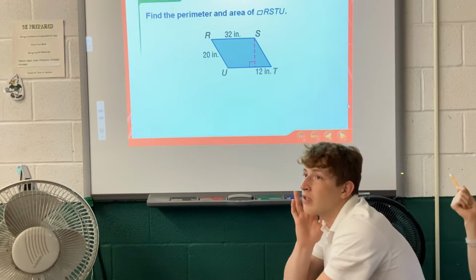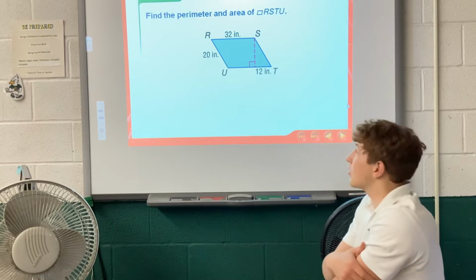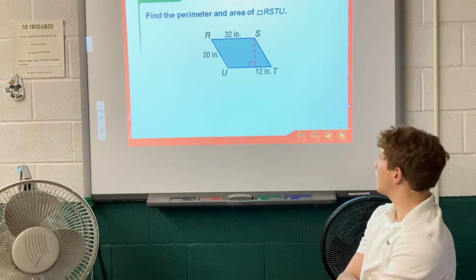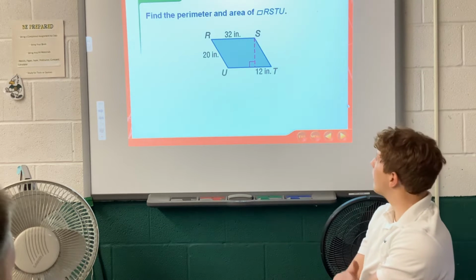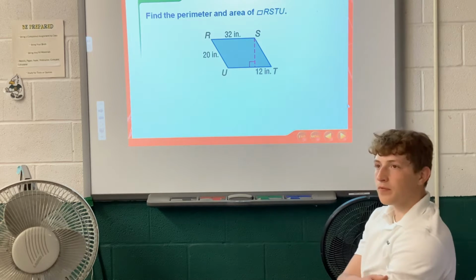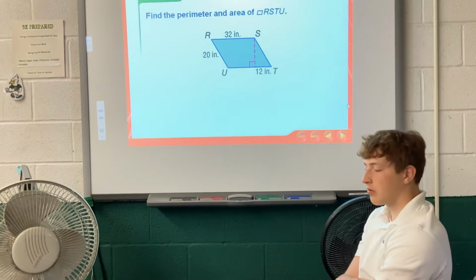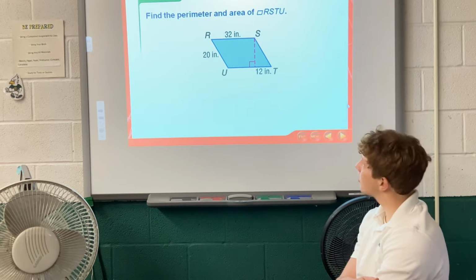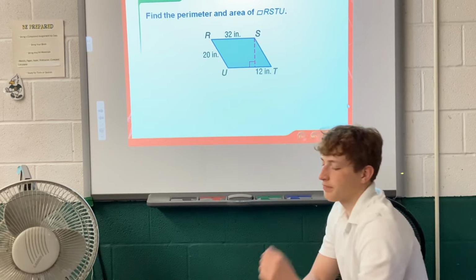Because I need the height. Is that the height? No, it's not the height, but I need a height. So I need to find the dashed line. If they give me the 12, then I'm going to use the 12 and what else in what formula? 20 in the Pythagorean theorem, because it's a right triangle.